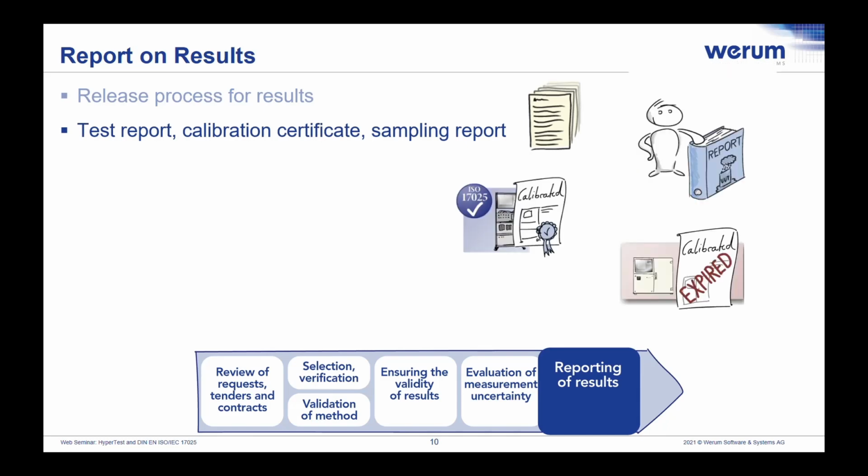Depending on the test laboratory's sphere of duties, different result reports have to be generated. Usually, they are test reports, calibration certificates, or sampling reports. All these reports can be generated by HyperTest in coordination with the report generator. The standard defines formal requirements, for example, on the title, as well as content-related requirements for the documents. The information needed is available in HyperTest. The document templates are created with all the fields required by ISO 17025.